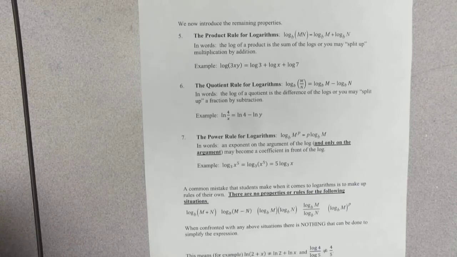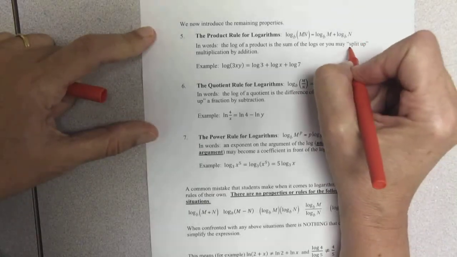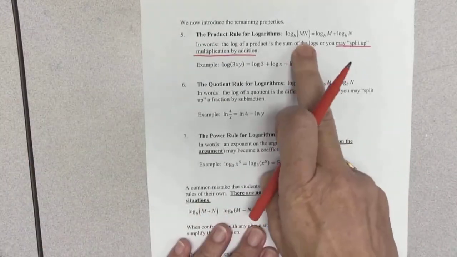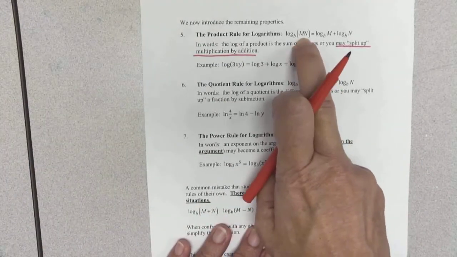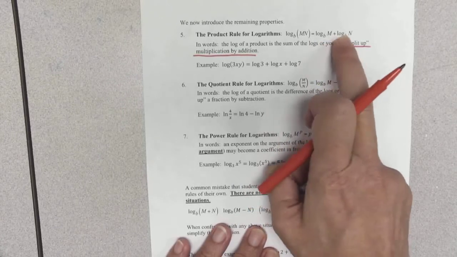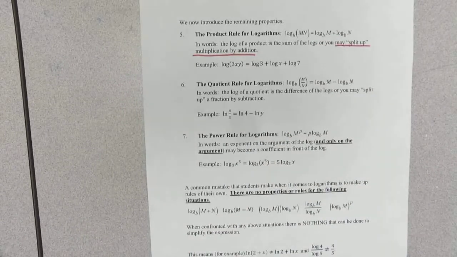So the product rule for logarithms, it says in symbols, log base b of m times n equals log base b of m plus log base b of n. In words, the log of a product is the sum of the logs, or in way less technical language, you may split up multiplication by addition. Here we have a log of a product, m times n, and we can split that up by saying log m plus log n. And it's true for all bases.